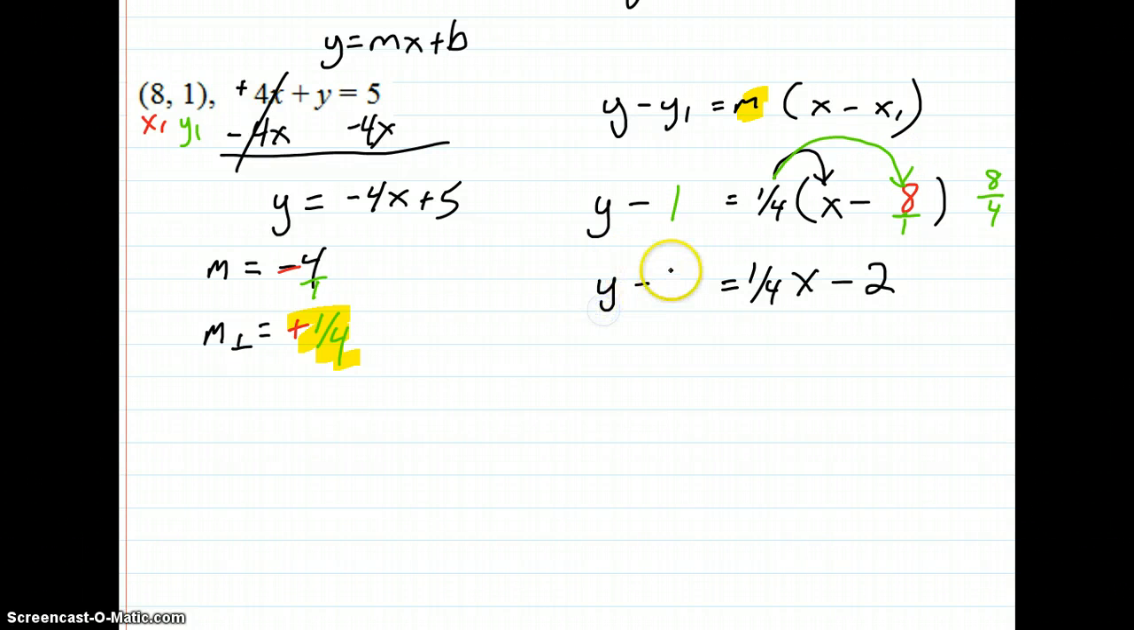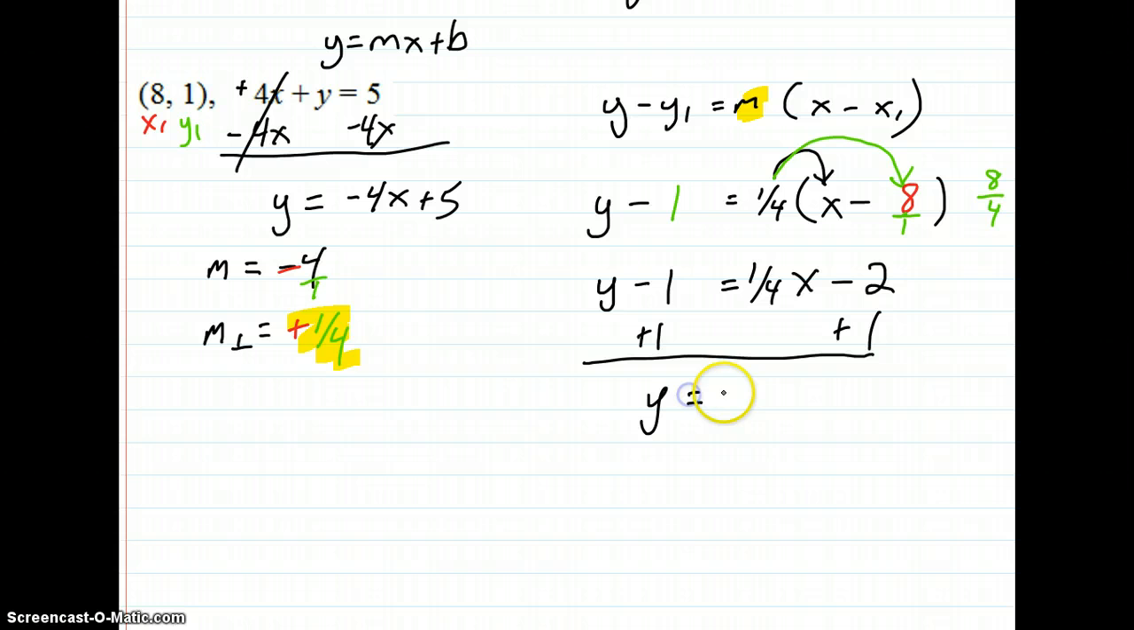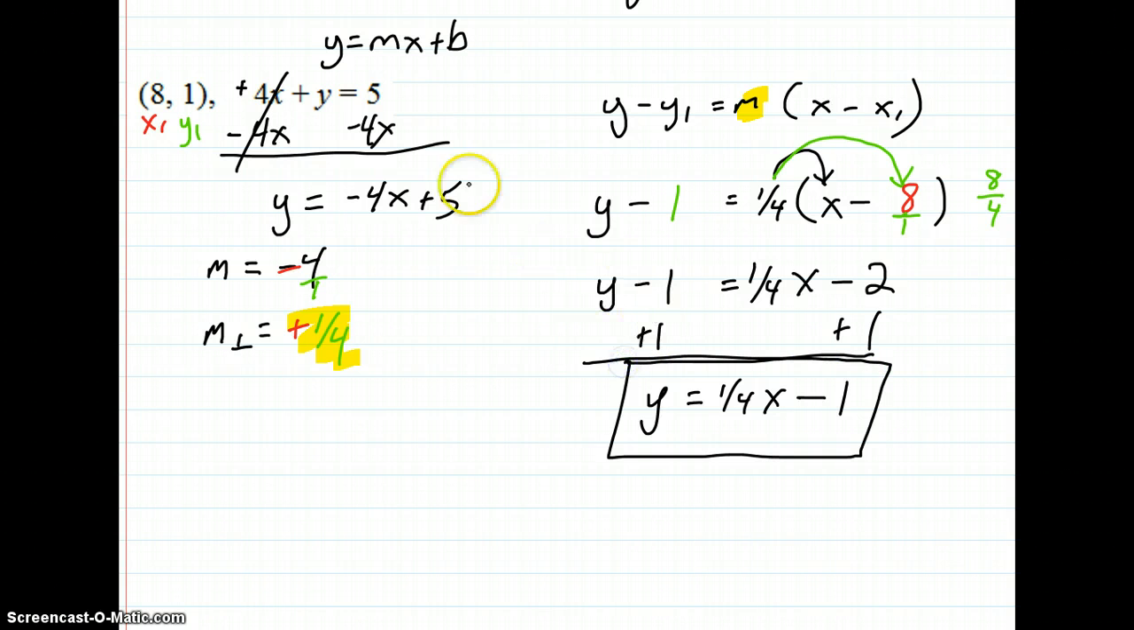Okay, so now we just rewrite this, y minus 1. Add the 1 to both sides. And now we get y equals 1/4 x. Okay, so now we have different signs. And so we have more negatives than positives, so that means our answer is going to be a minus. And so now we just subtract. 2 minus 1 gives us 1. So negative 2 plus 1 is negative 1. So this equation is the equation of the line that's perpendicular to this line and goes through this point.